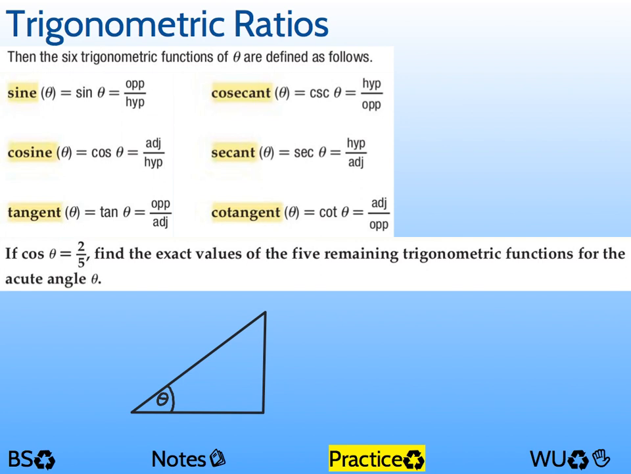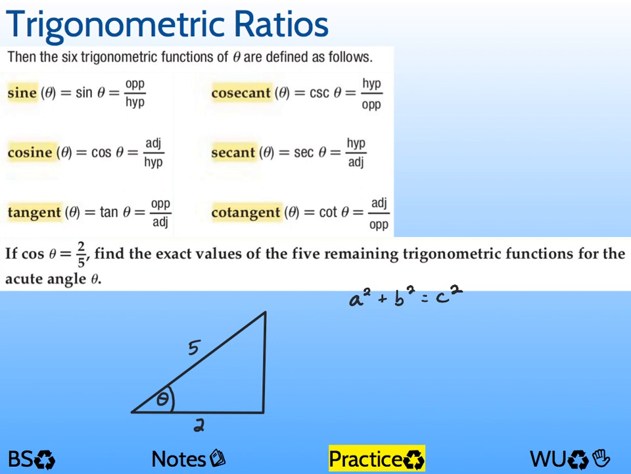In this problem, you're given that cosine of theta is 2 over 5, and you're asked to find the 5 remaining trigonometric functions for the angle theta. So I've drawn a triangle down below, and since cosine is the adjacent over the hypotenuse, the adjacent would be right next to it, and that value would be 2, and the hypotenuse would be 5. Now pause your video and think, how could you solve for the remaining side, the opposite? How could you get that side length? I'll give you the answer in 3, 2.